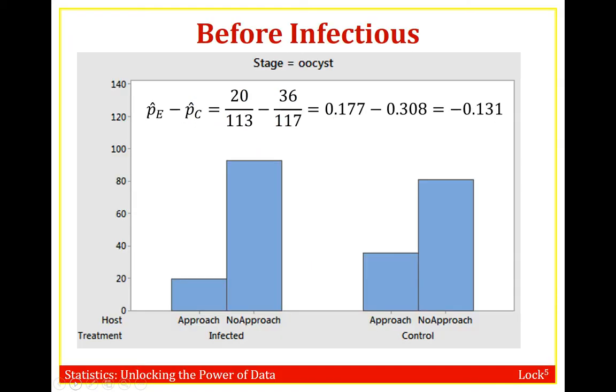Now, we did the math for you, and this is not about the math because we should know how to do the math already. So in the exposed group, 20 out of 113 were measured, or 0.177. In the control group, 36 out of 117 were measured, or 0.308. And these are approaching and non-approaching. Okay, approaching humans, not approaching humans. And we get a statistic value, or a difference in those proportions, of negative 0.131.